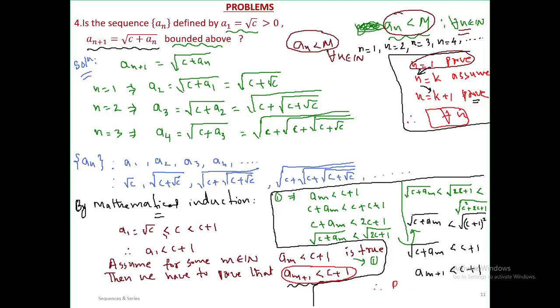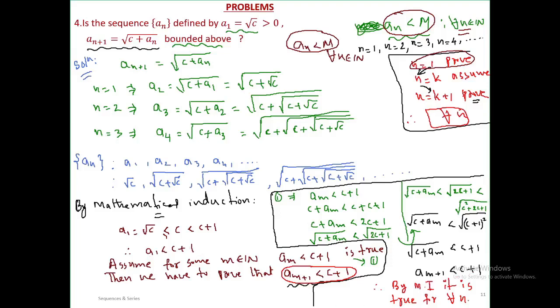Therefore, by induction, by MI I am writing. MI means mathematical induction, not Redmi phone. Mathematical induction. By mathematical induction, it is true for all n. So therefore the conclusion is, the given sequence is bounded above. That's it. So here initially I have taken a_1 less than C plus 1 and the mth term also less than C plus 1, then the (m+1)th term also less than C plus 1.